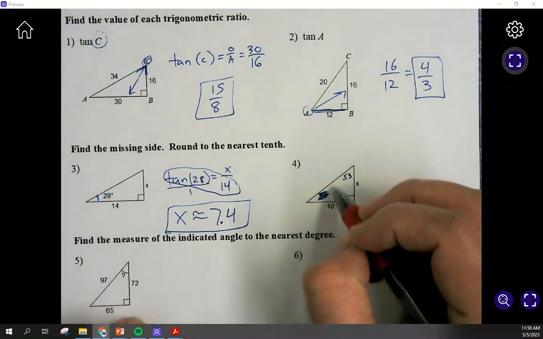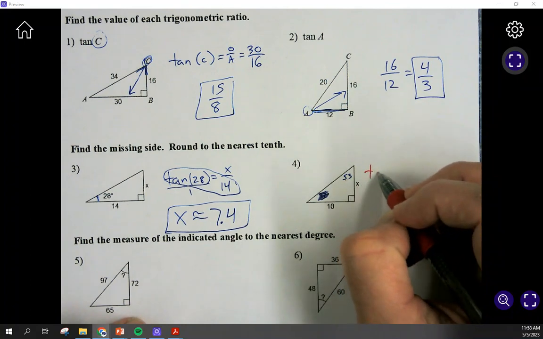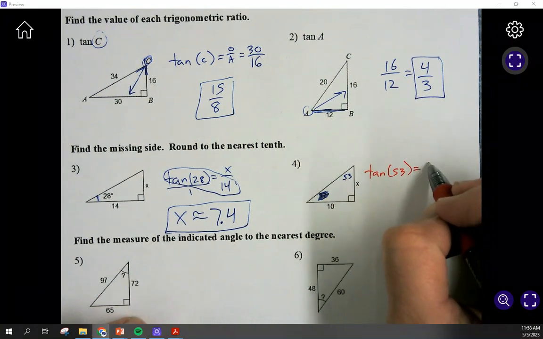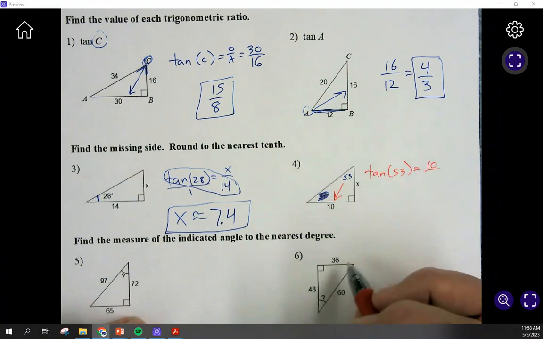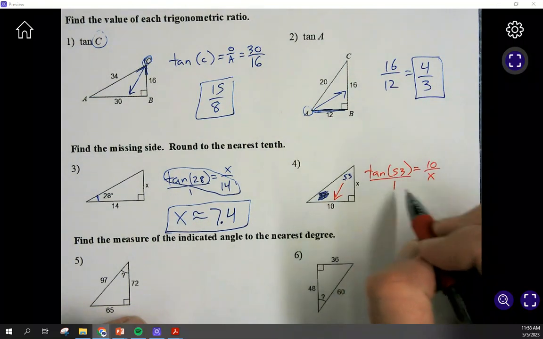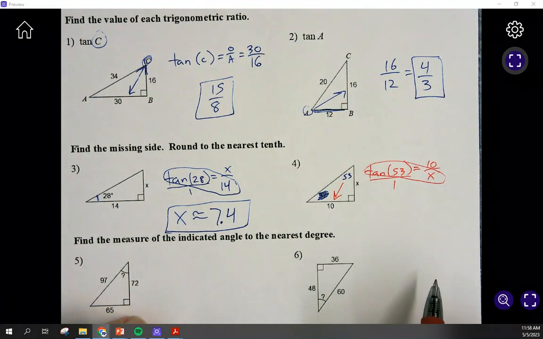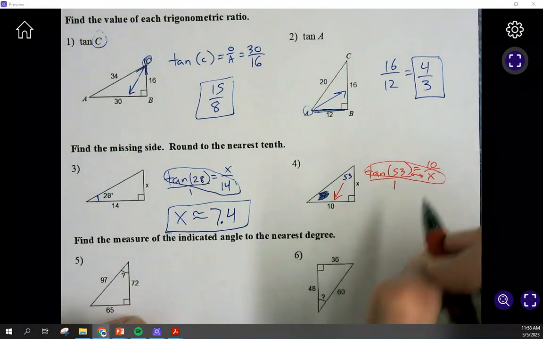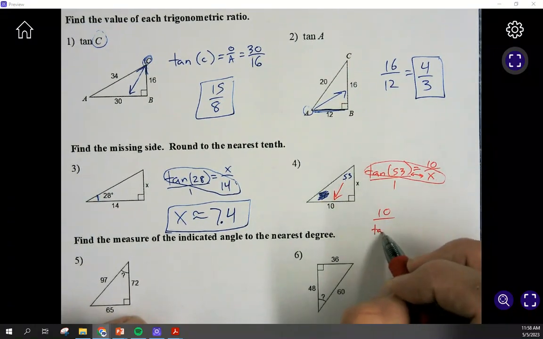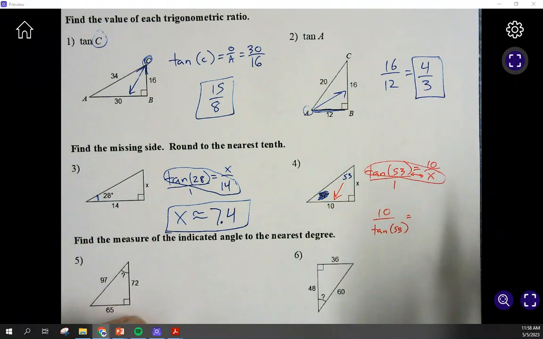So again, from the angle, we have the opposite and the adjacent. We don't have hypotenuse, which means I have to use tangent. So tangent of 53 equals the opposite side, which is 10, over the adjacent side, which is x. And when I go to cross multiply here, it's not in the right spot. So what I do is I flip-flop these. 10 stays on top. Tangent of 53 comes to the bottom. That's equal to x over 1, which is just equal to x.